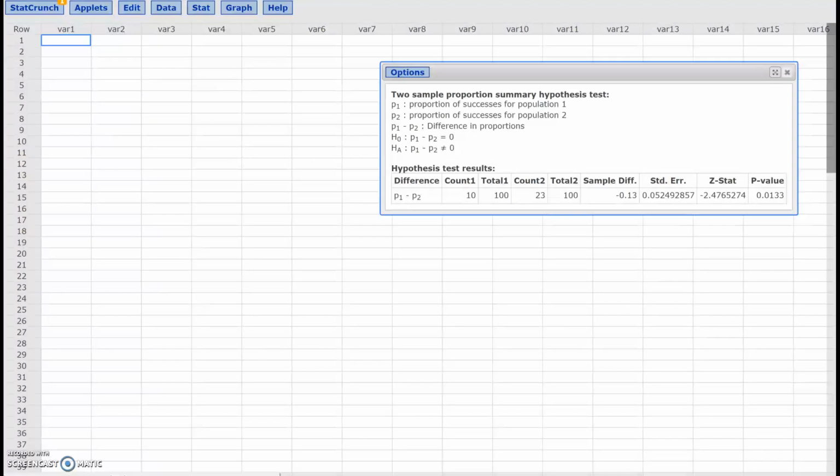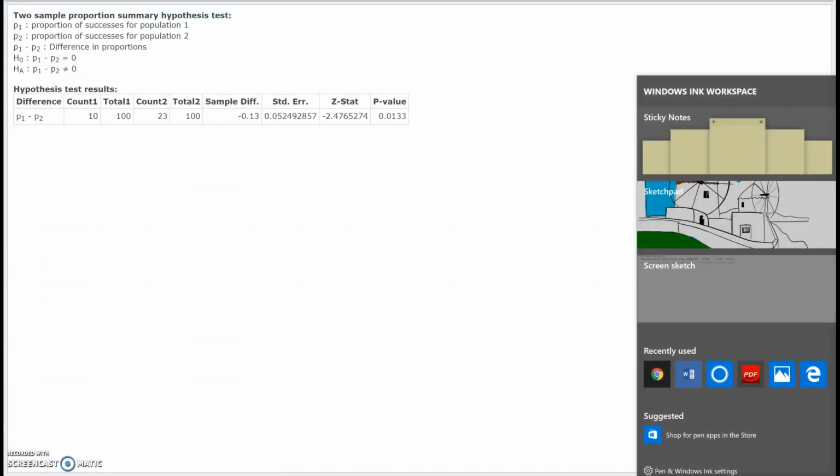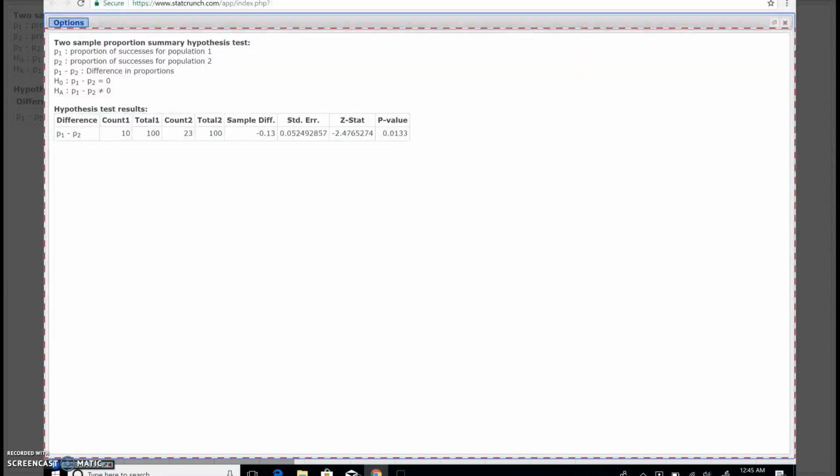Here's our output. It tells you the proportion of the successes for population 1. Let me go ahead and just sketch it, right? Here it tells you population 1, here it tells you population 2. It also tells you how many we got. Notice that I put in 10 out of the total 100, and then 23 out of the total 100. So these things you do want to keep track of. What is sample 1? If sample 1 was males, make sure that you state that this is males. If sample 2 was females, make sure that you say that sample 2 was females.